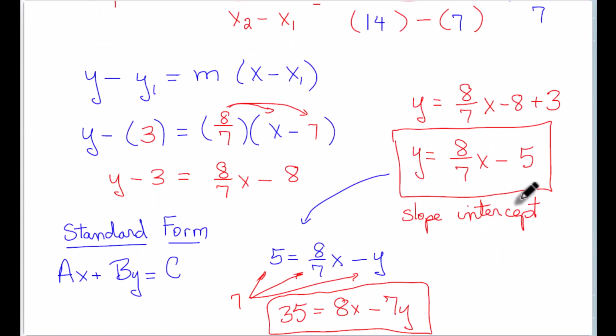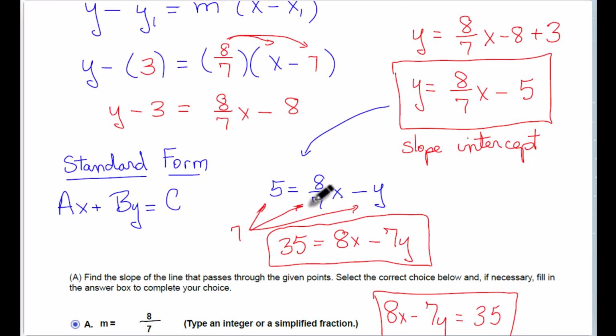slope-intercept form. And if I would like to put it in standard form, I simply can move the x and y to one side. So I can move the y this way, the -5 to the left. That's one possibility. If I just hate fractions, I can multiply all the way through by 7.